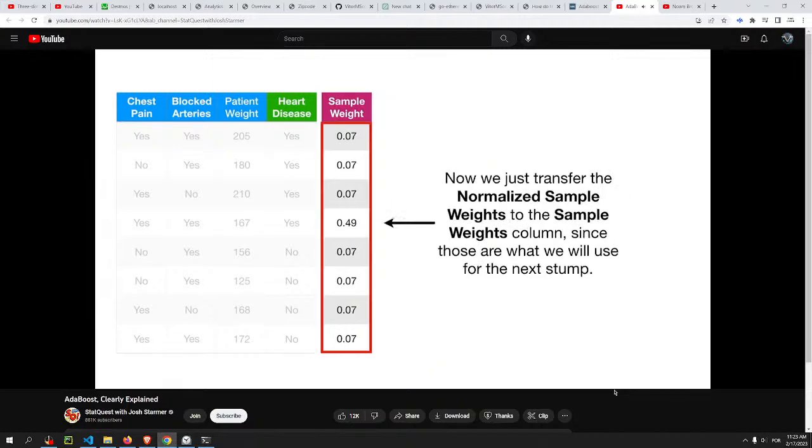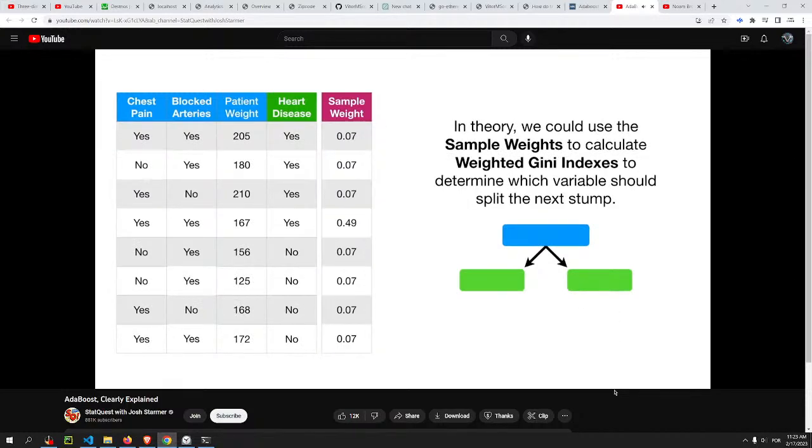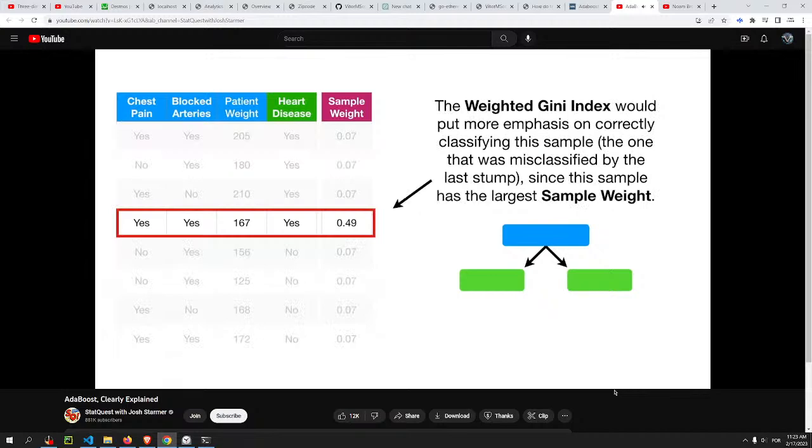Now we just transfer the normalized sample weights to the sample weights column, since those are what we will use for the next stump. Now we can use the modified sample weights to make the second stump in the forest. Bam. In theory, we could use the sample weights to calculate weighted Gini indexes to determine which variable should split the next stump. The weighted Gini index would put more emphasis on correctly classifying the sample that was misclassified by the last stump, since this sample has the largest sample weight.